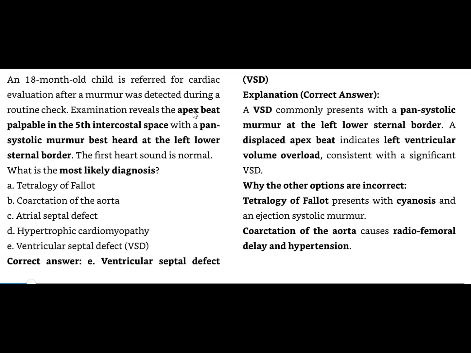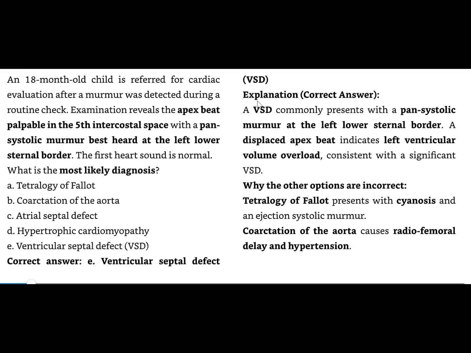Examination revealed that the apex beat is palpable in the left fifth intercostal space, with a pan-systolic murmur best heard at the left lower sternal border. The first heart sound is normal. What is the most likely diagnosis? Tetralogy of Fallot, coarctation of aorta, ASD, hypertrophic cardiomyopathy, VSD. The correct answer is VSD.